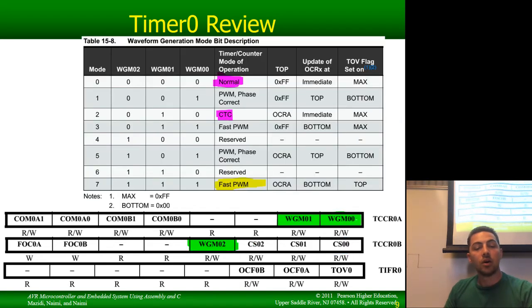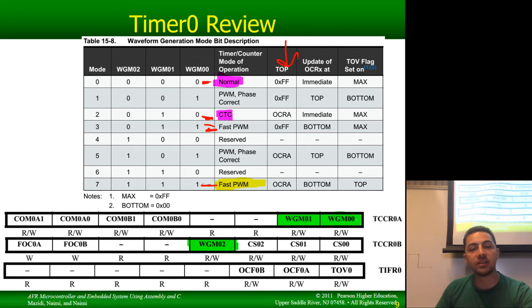Okay. For waveform generation, we've used normal mode and CTC mode before. It's those 3 bits highlighted in green there. Today we're going to be dealing with PWM modes, probably just fast PWM modes. Okay, and we'll get into that, why there might be 2 different.